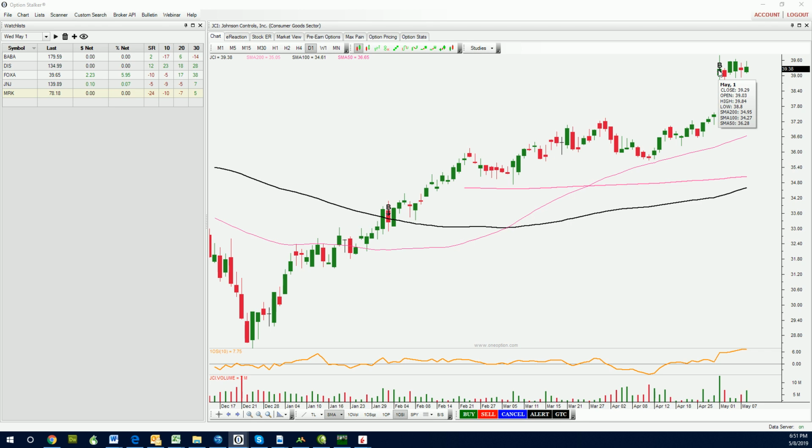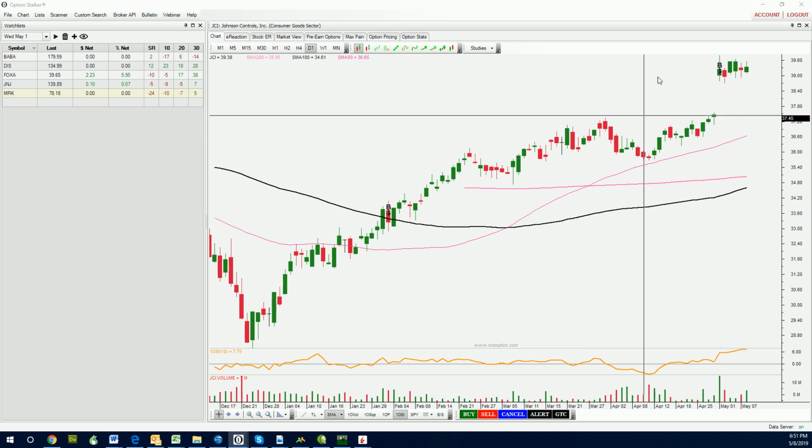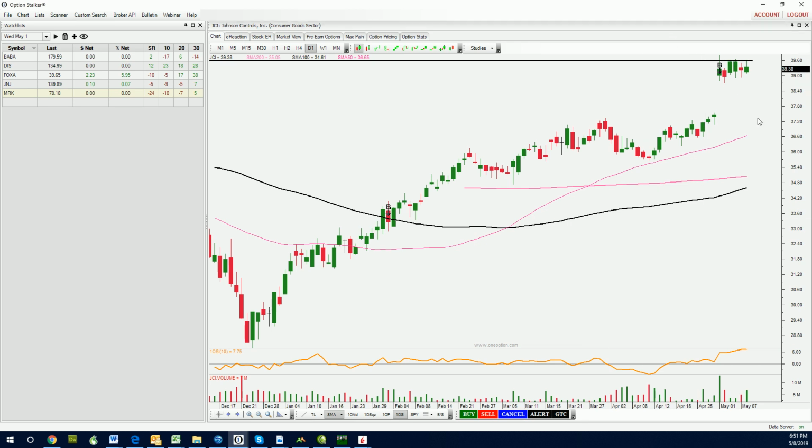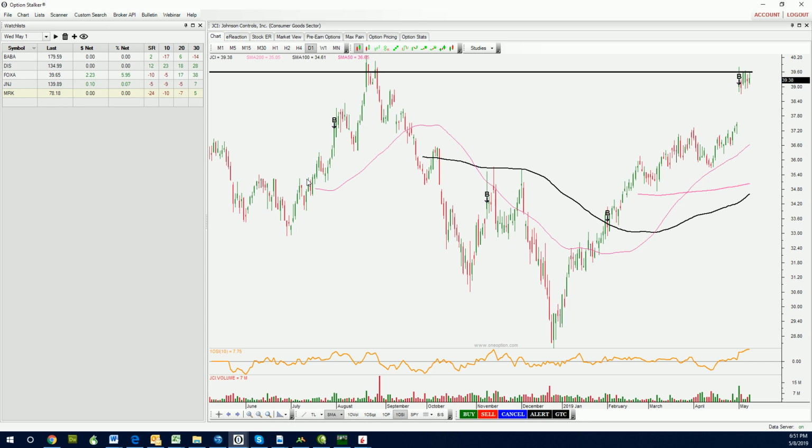JCI, Johnson Controls. They are in the automotive industry as well. Big gap up, holding its own. Place that alert right there. If it breaks out through 39.60, that's a stock I think you can own. We'll zoom out, take a look at a longer term picture of it. Yeah, if it gets through this level, it's going to also make a 52-week high. Certainly looks good to me. That goes on the list.